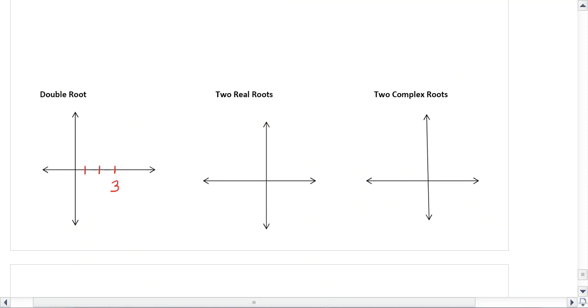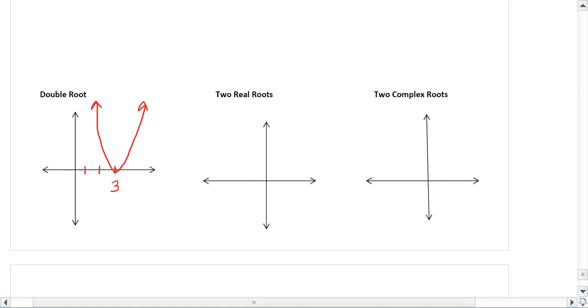Now let's look at the possibilities when you graph a parabola. What we just had in our first example, part A, was a double root. And when you have a double root, in other words, you get the same answer twice, that means that the vertex is resting right on the x-axis.